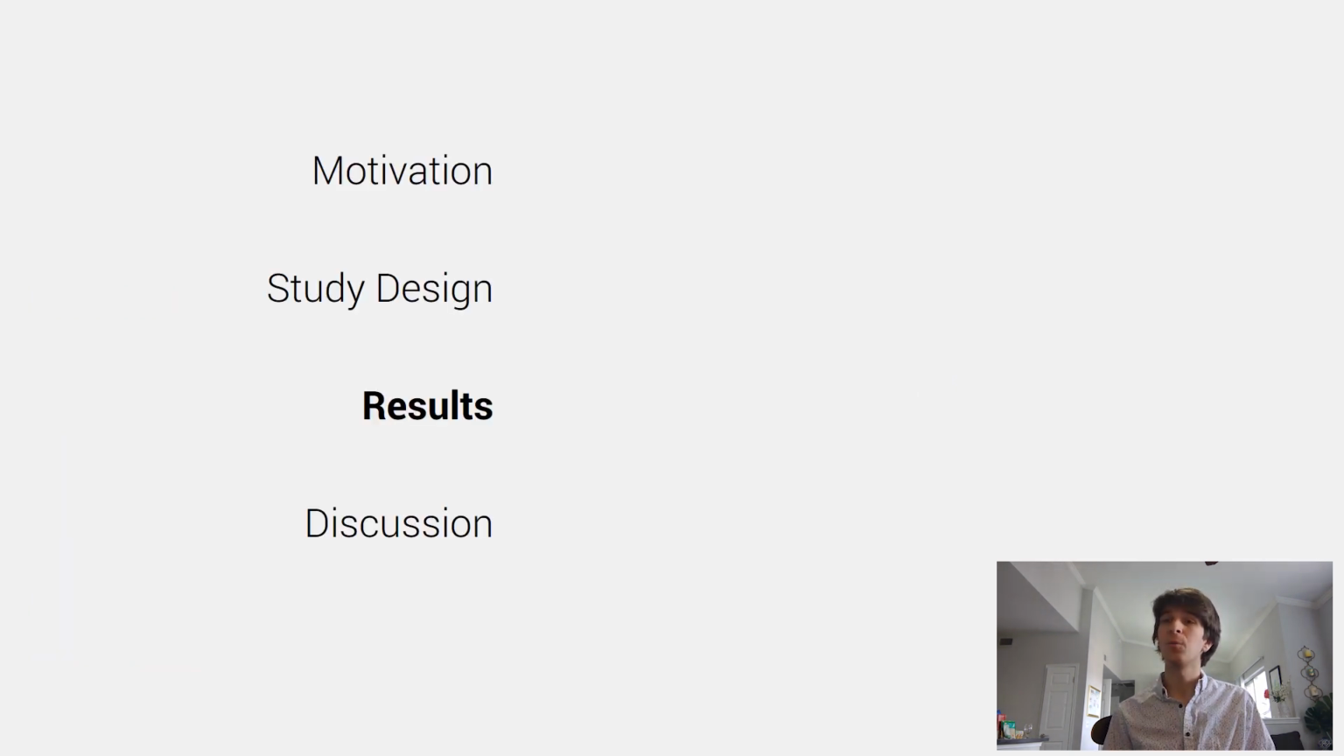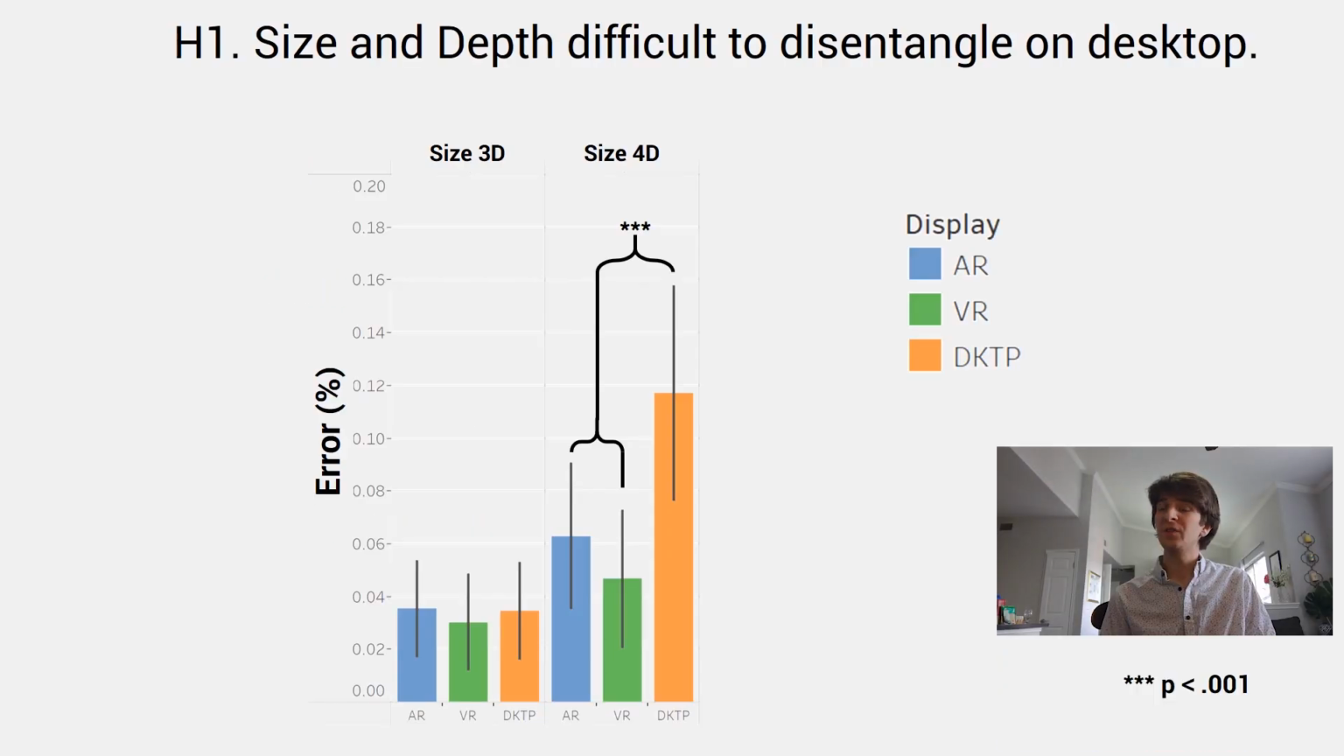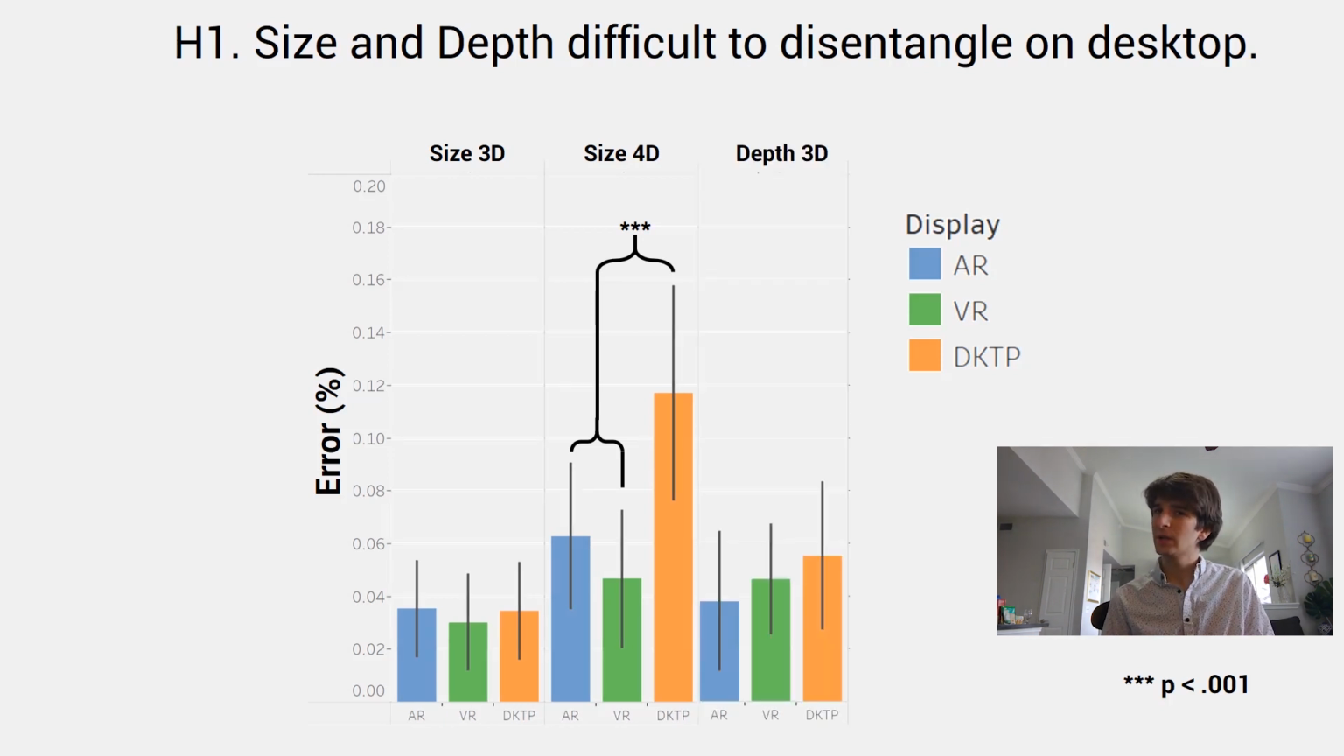We have a more complete report of the results in our paper, but for this talk I'll just focus on the hypotheses and key findings. So generally we wanted to see if there were differences in our measures across displays, and we did find there to be significant ones. Revisiting our original hypotheses, we first thought that participants would have difficulty disentangling depth and size on the desktop, and we saw strong evidence in support of this: participants struggled with 4D size visualizations on the desktop, but accuracy wasn't really compromised with depth visualizations.